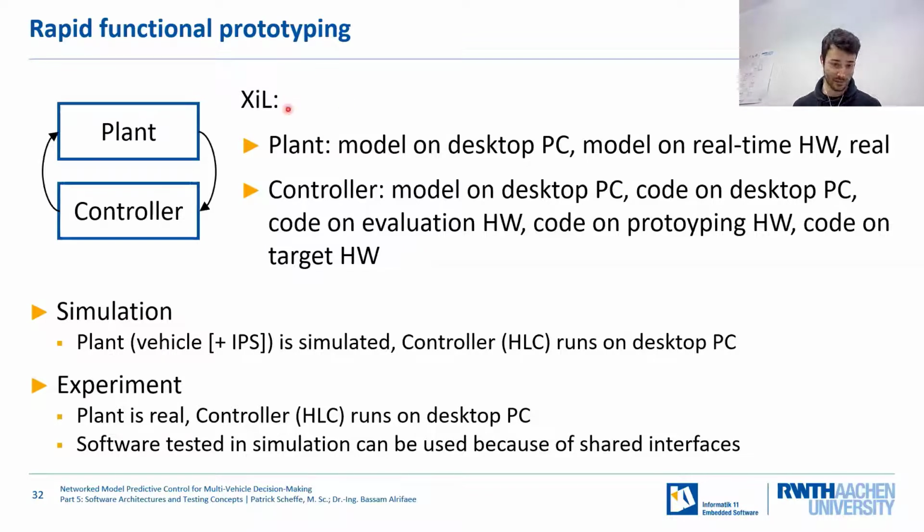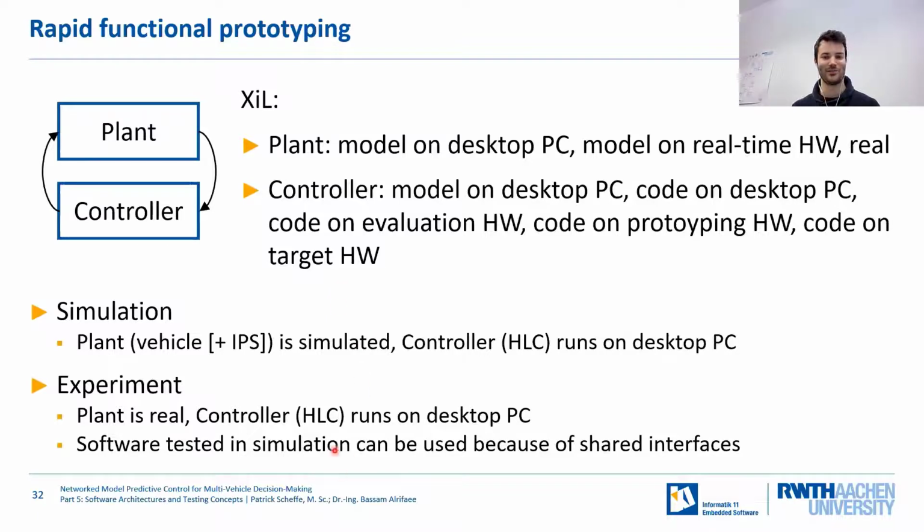So for example, for the plant, you can have maybe three different versions of how close you are to reality. You can have a model of the plant running on a desktop PC or on real-time hardware, or you could have the real plant. And the same goes for the controller. You could have the controller written as a model, for example, on the desktop PC, or as the real code that you're going to use on a desktop PC, or you could have it on specific evaluation hardware or on the real hardware that is going to run it.